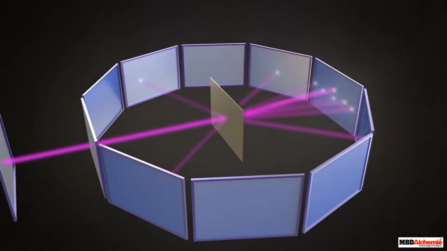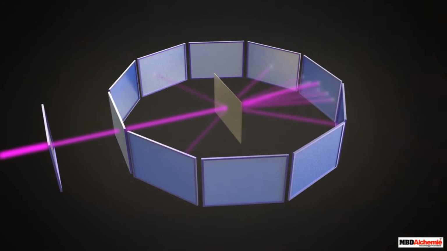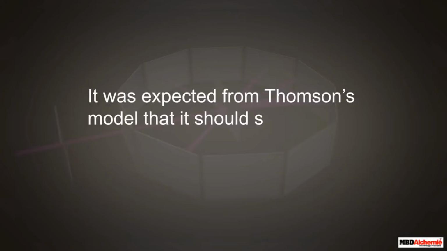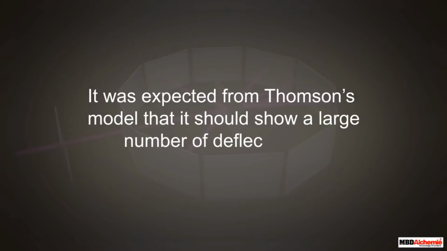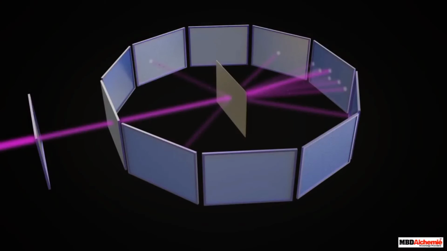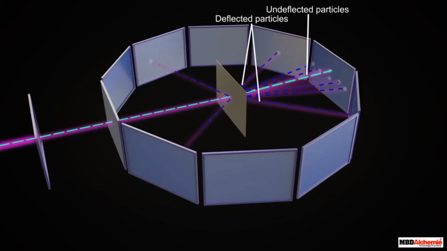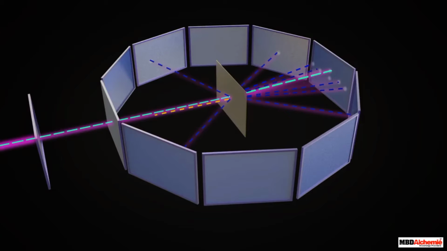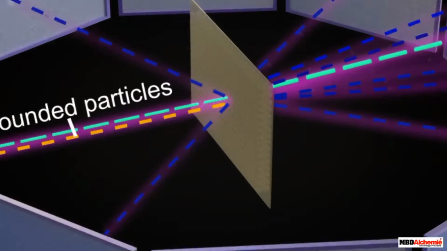It was expected from Thomson's model that it should show a large number of deflections, but something else was observed actually. The detector showed that most of the alpha particles passed through the gold foil as such without showing any deflection. Only a few of them showed deflections in different directions. A very few of them, essentially 1 in 12,000, rebounded back. Such observations led to a significant conclusion. Let us see what those were.